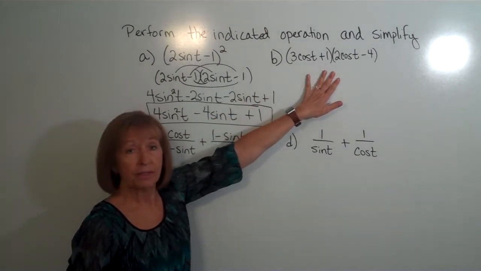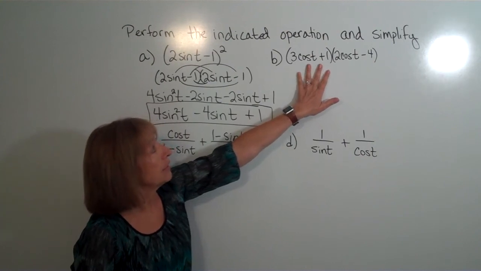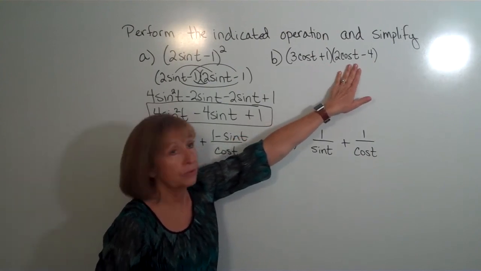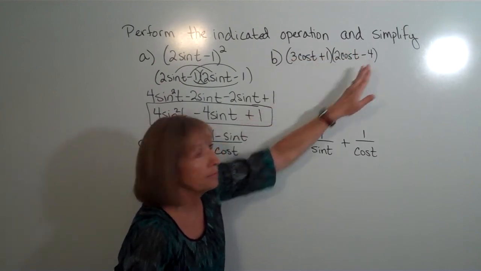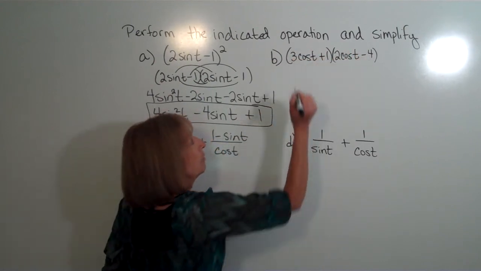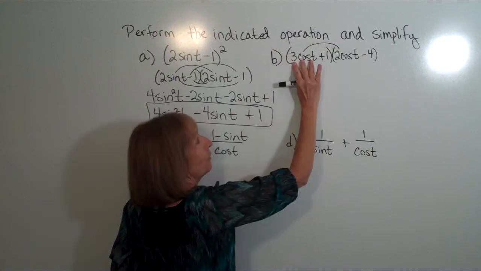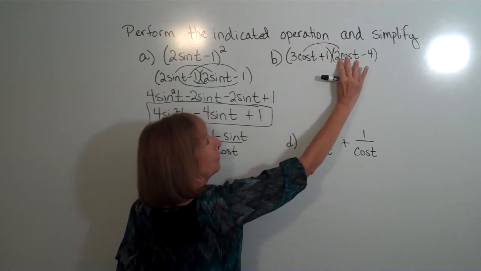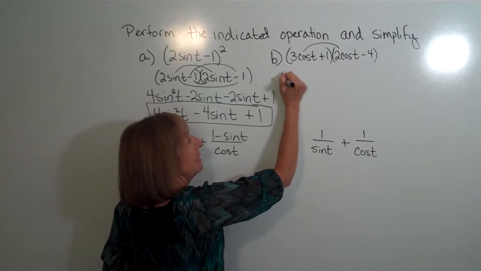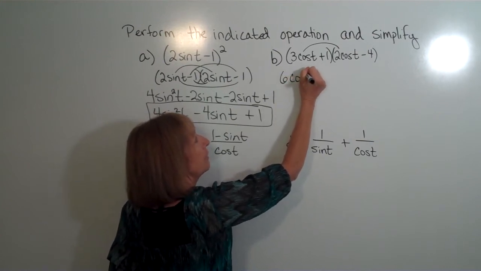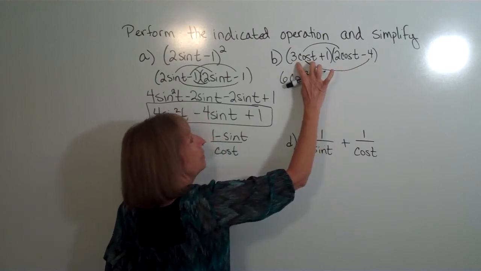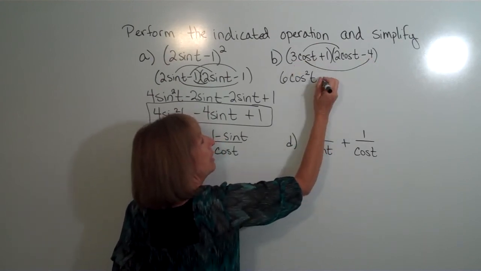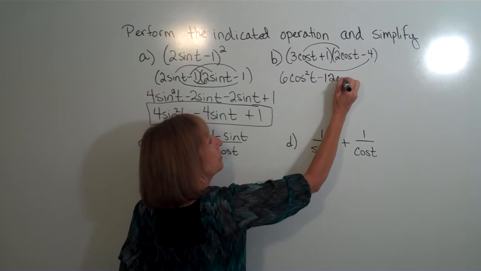Let's look at the next one. Here it's 3 cosine t plus 1 times 2 cosine t minus 4. So a 2-term expression times a 2-term expression. Again, we're going to multiply it out using FOIL. So 3 cosine t multiplied by 2 cosine t is 6 cosine squared t. Then outers, 3 cosine t times negative 4 is negative 12 cosine t.